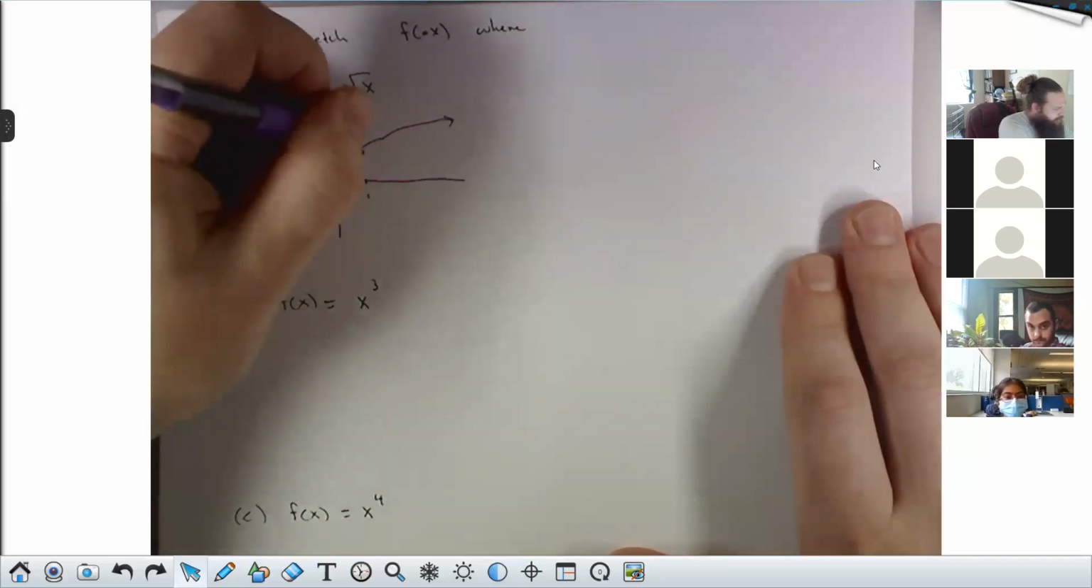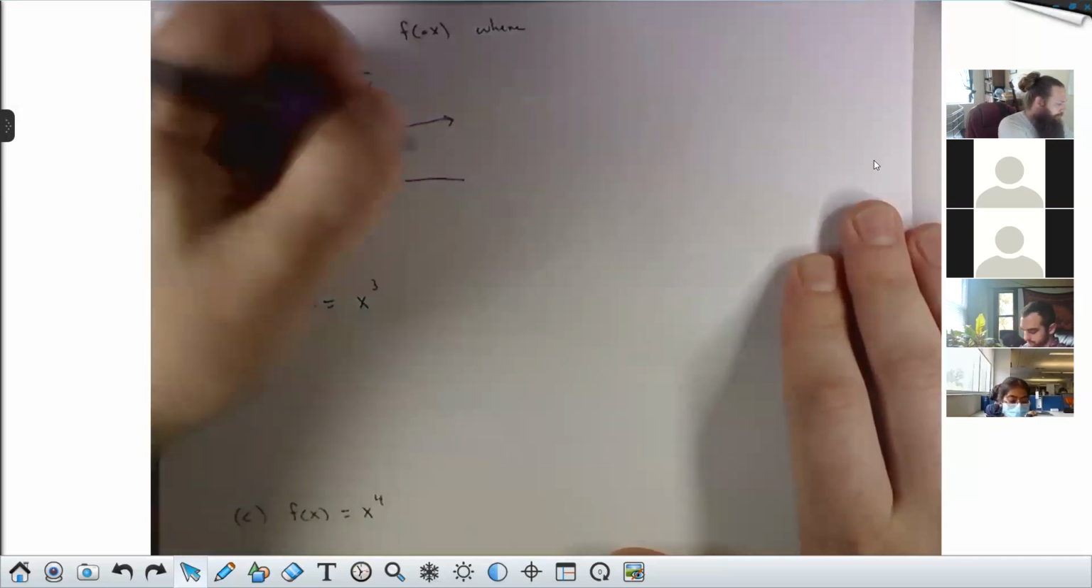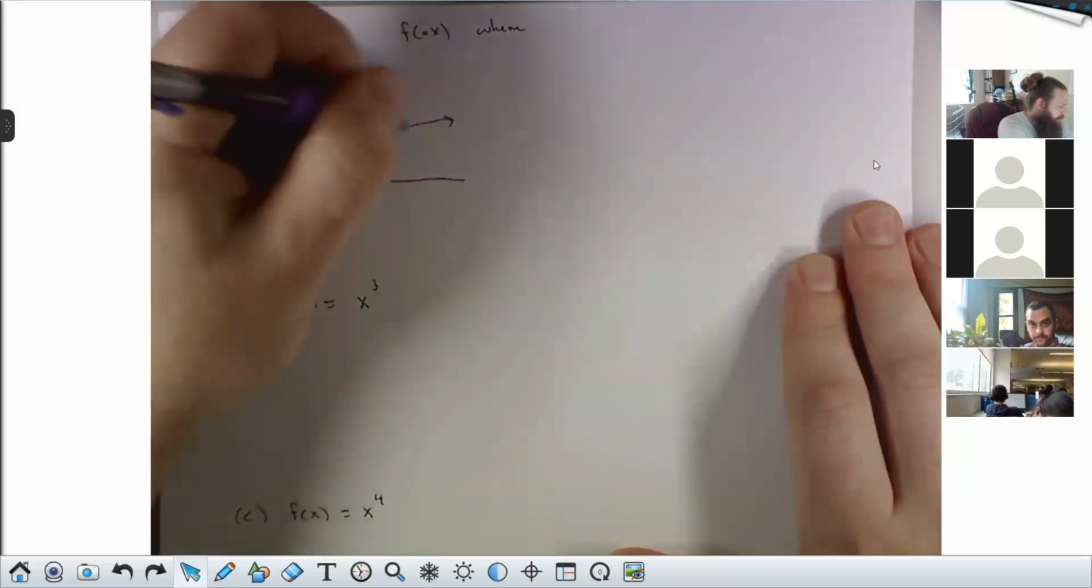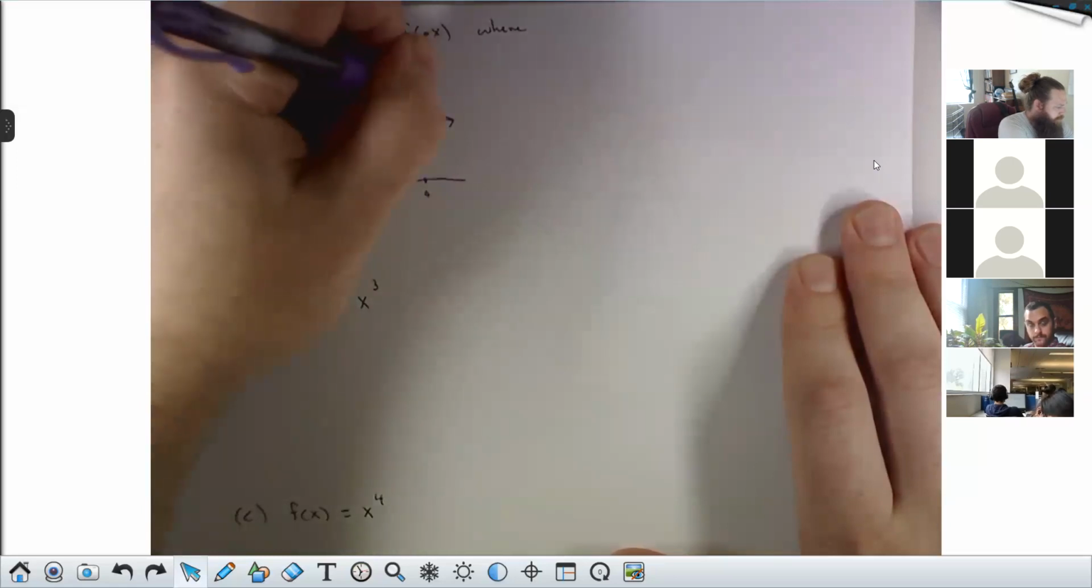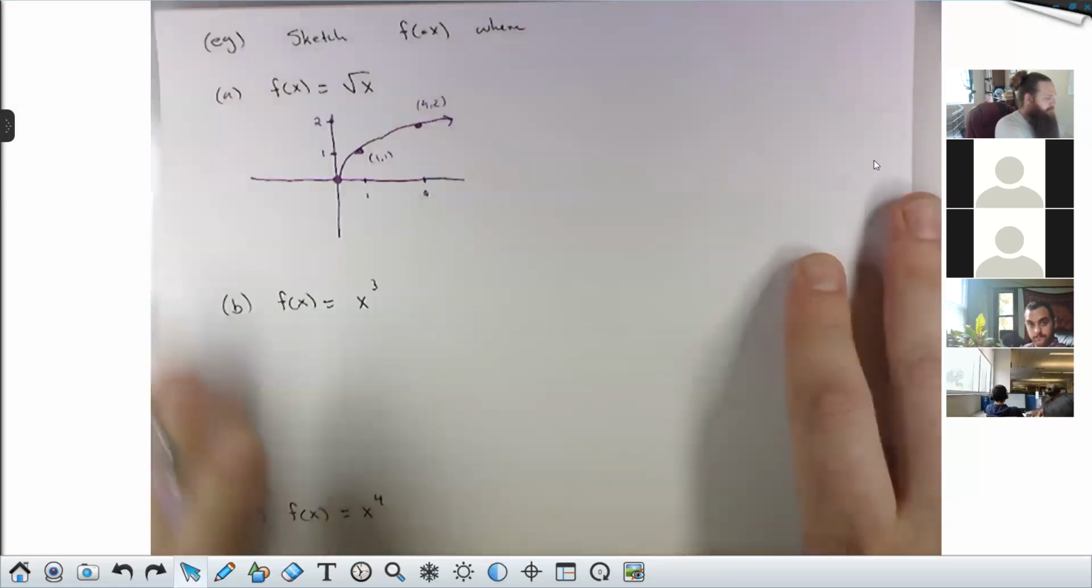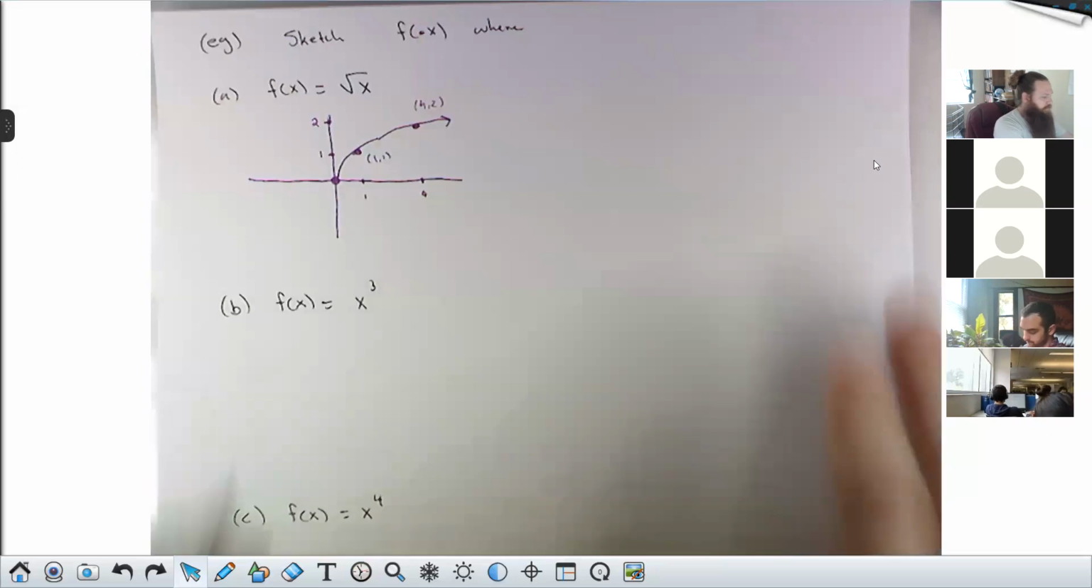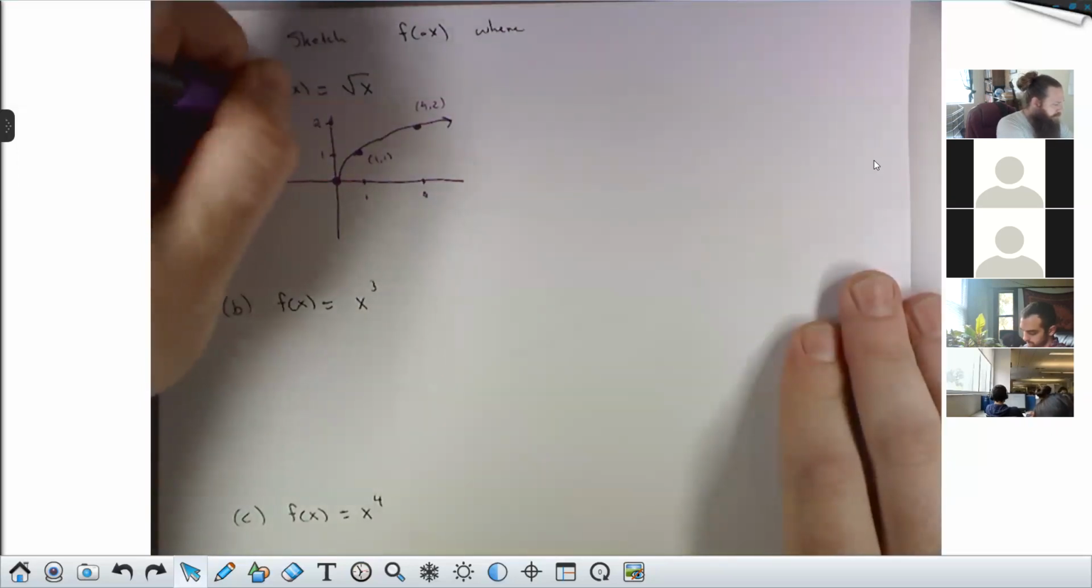So we know we're going through (1, 1). And we know we're going through (4, 2). Right? Here's the graph, y equals the square root of x. So y equals f of x, the original guy.